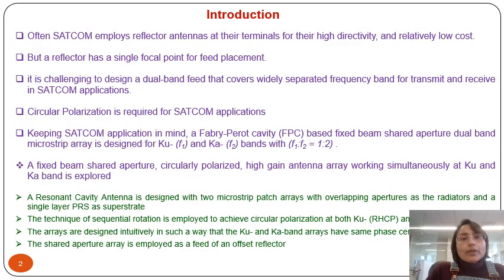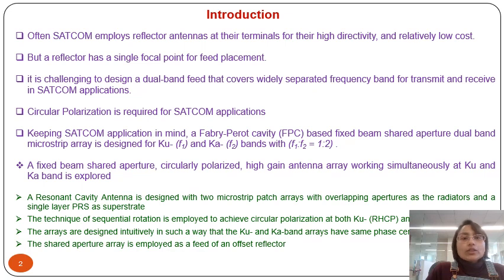Often SATCOM employs reflector antennas at their terminals for their high directivity and relatively low cost. But a reflector has a single focal point for feed placement, so it is challenging to design a dual band feed that covers two far-off frequency bands for transmit and receive purposes in SATCOM applications. On the other side, circular polarization is also required for SATCOM applications.